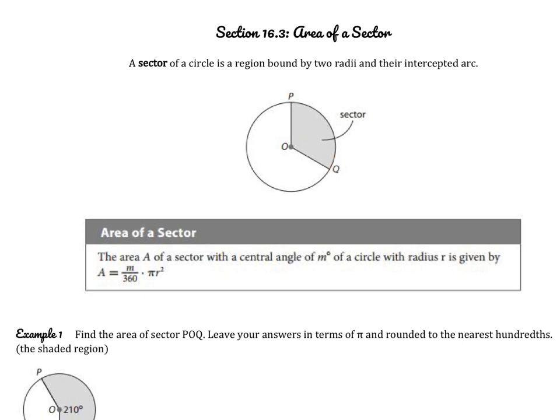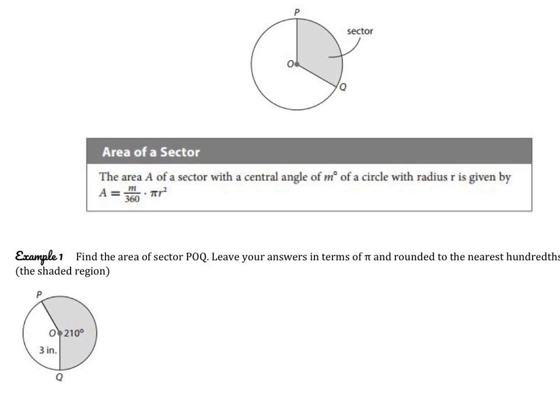Or maybe a slice of pizza. That's kind of what it looks like. So this shaded area would be a sector. So there is a formula that allows us to find the area of this sector. And the formula is right here.